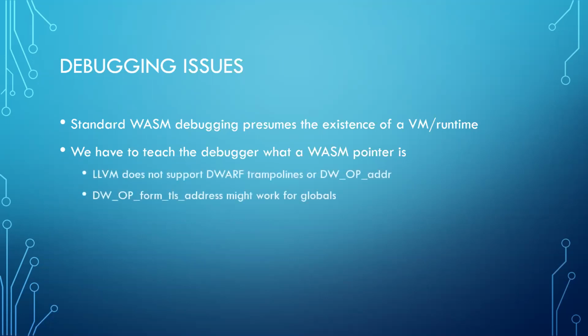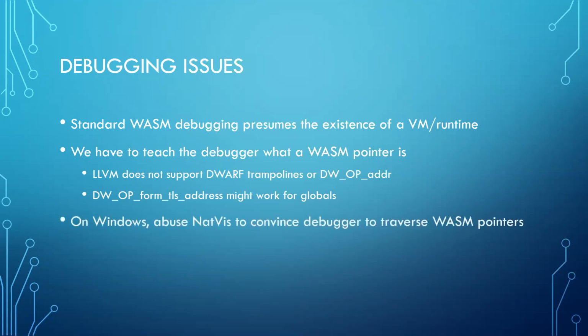And this is made even more frustrating because LLVM does not support DWARF trampolines or the op address extension for DWARF, which would make all of this a lot easier. The op address is exactly for this situation, where you append this to a pointer type and the debugger then executes the instructions to actually find the real pointer. It has been suggested to use the form TLS address for globals, but it is not clear if this can extend to locals or other pointers.